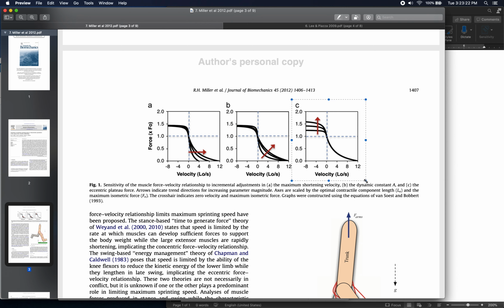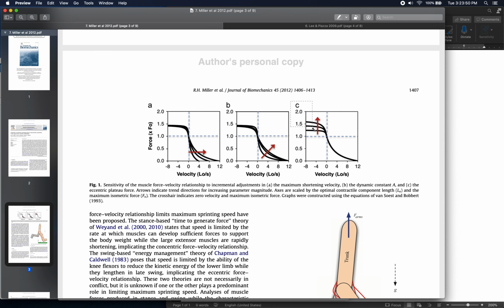Figure 1c here is also manipulating the strength of the model, but the strength in a specific situation when these velocities are negative. Negative velocities here was indicating eccentric contractions, so contractions where the model was producing force while that muscle was lengthening. So here, by moving up that red line, making it so the model could produce more force when its muscles were being stretched eccentrically.